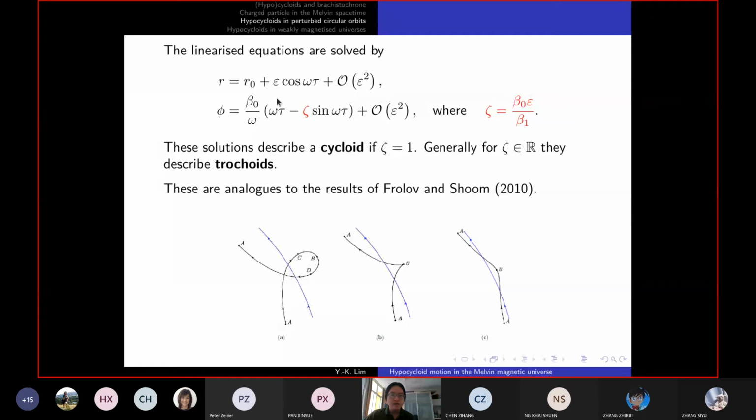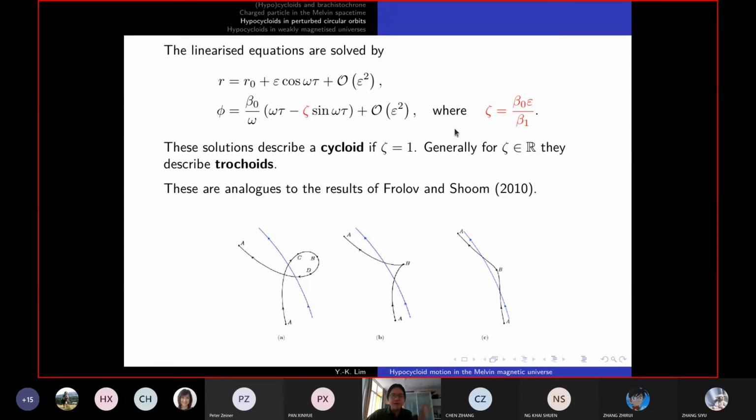As you can realize, or maybe some of you have already recognized, this solution is the equation for the trochoid, as Qinghao has shared in the Wikipedia link. So these are equations for a trochoid in polar coordinates. The trochoid is parameterized by the parameter zeta. In the context of my charged particle here, zeta is beta 0, beta 1 times epsilon, right? So this is the first order term. It's a perturbation about the constant circular motion. So this describes equations of a cycloid.